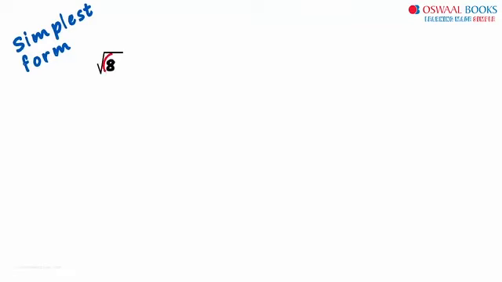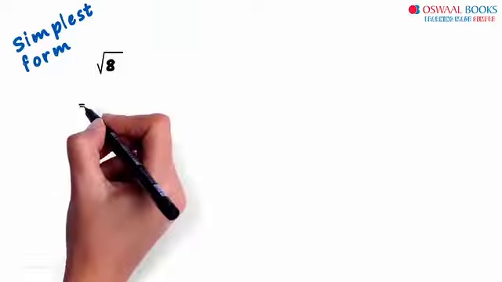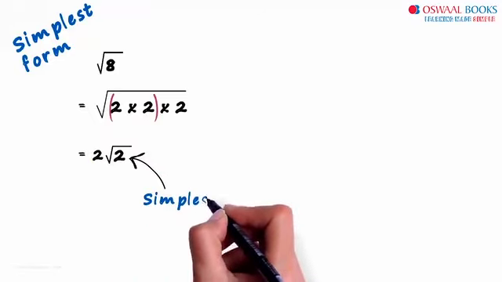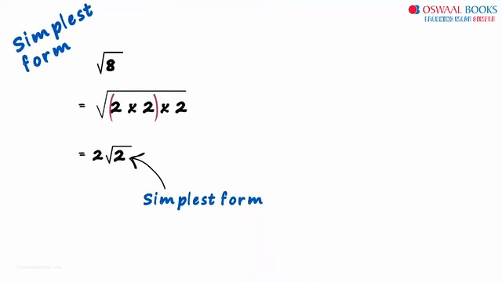Now let's try writing 8 in terms of its prime factors. It can be written as root of 2 times 2 times 2. Since it's a square root, we look for pairs of same numbers. We can form this pair here and take one number out from it. That gives us 2 root 2. So the number root 8 can also be written as 2 root 2. They are equivalent. This is called the simplest form of root 8. Now you can say that the base is 2 and the index is also 2.